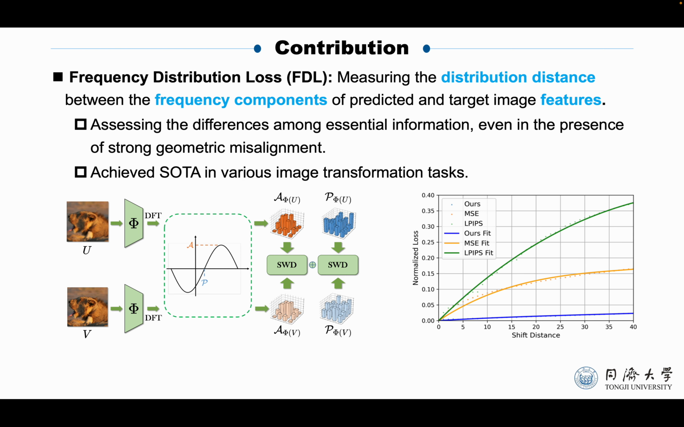We test the misalignment response of different loss functions, as shown in this figure. Existing element-wise losses such as mean square error and LPIPS respond significantly to subtle misalignment, even though such a subtle misalignment is almost invisible to humans. In comparison, our proposed FDL shows robustness to the misalignment.